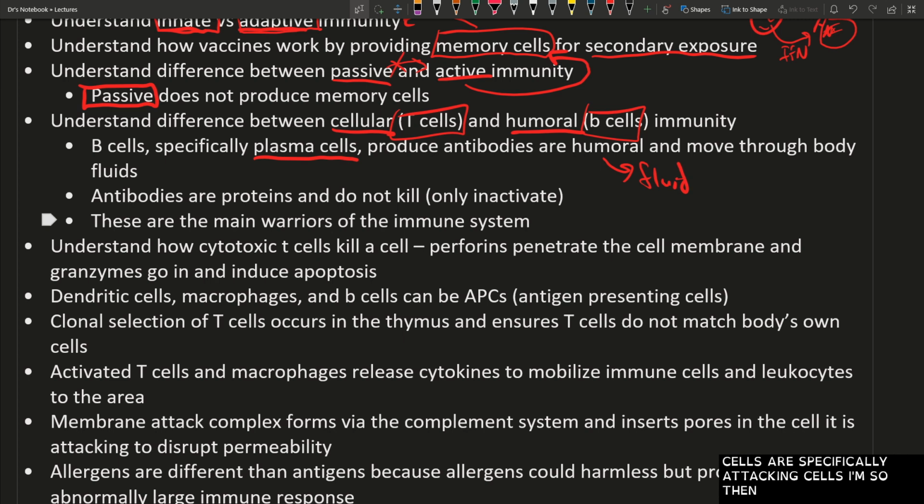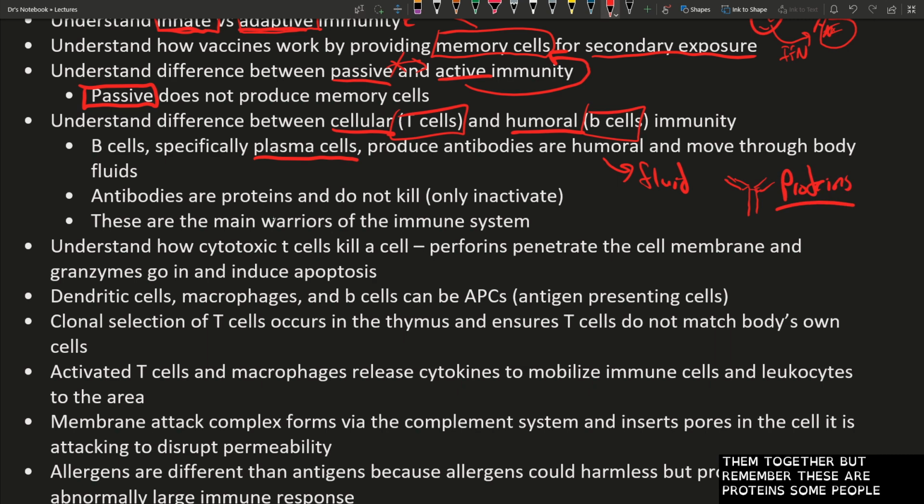So then a little bit about antibodies. Remember here we have the general structure of an antibody. We have our heavy chains and our light chains and our little disulfide bonds that hold them together. But remember, these are proteins. Some people confuse antibodies and think they're cells. Antibodies also do not kill. They can inactivate, they can agglutinate, they can label pathogens for destruction, but they do not specifically kill that pathogen.